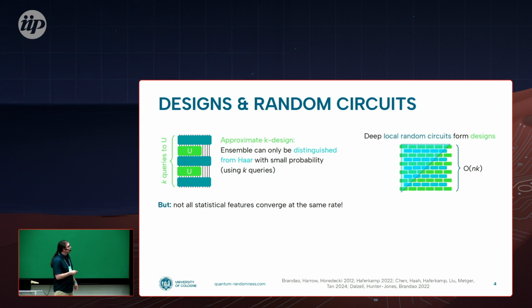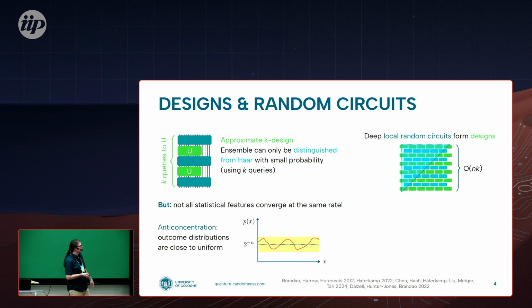But it's interesting to see that not all statistical features actually converge at the same rate. This can be seen as a worst case depth, but there are certain things that converge much faster. For instance, there's anti-concentration, where we look at the outcome distributions of our circuit. We look at the final state, measure it in the computational basis, and look at the distribution, and in expectation, this will be flat. So it will be uniform.